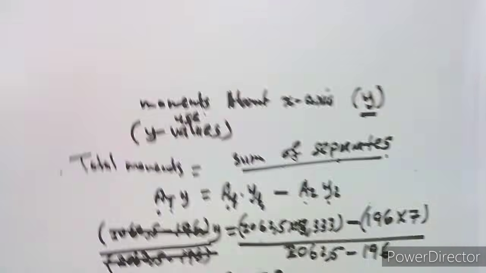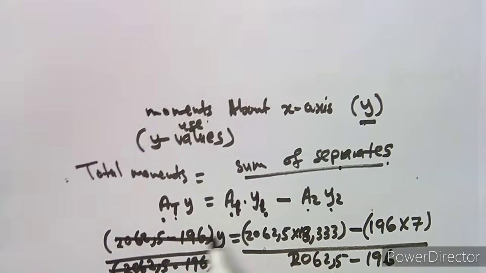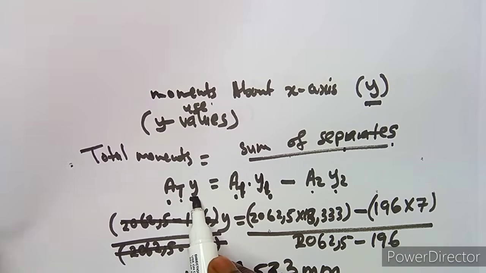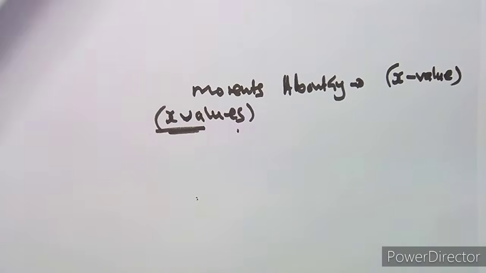The total moments is equal to the sum of what? Of the separate parts, but this time you're working with x. So it's going to be the total area, but this time it's affected by what? It's affected by x. It's no longer affected by y, just like what we had. All right, so this is what it's going to look like.